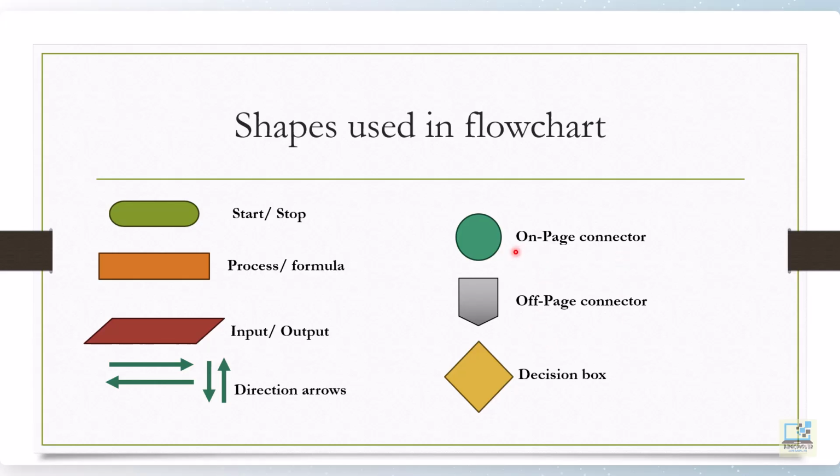On page connector is used if we are connecting multiple direction arrows, multiple lines within the same page. And off page connector is used if we are connecting multiple pages. Sometimes our page is over and we have to continue the flowchart in the next page. In that case we use off page connector. And then we have decision box for putting conditions. When we are writing conditions like if else, then we use decision box. Please note that in a flowchart, decision box is also used for placing loop conditions. That we'll see in upcoming examples.